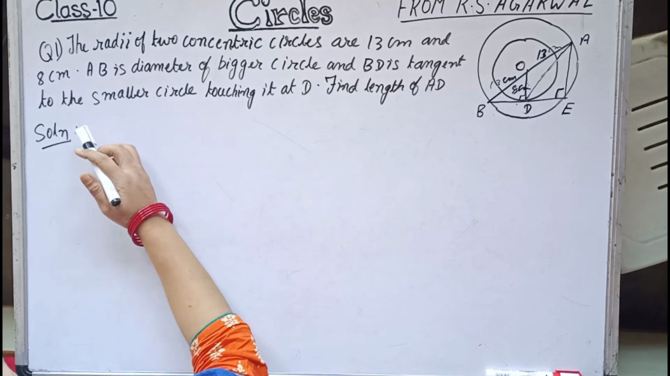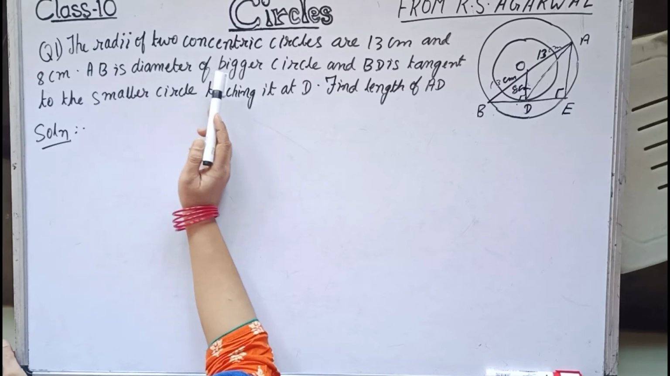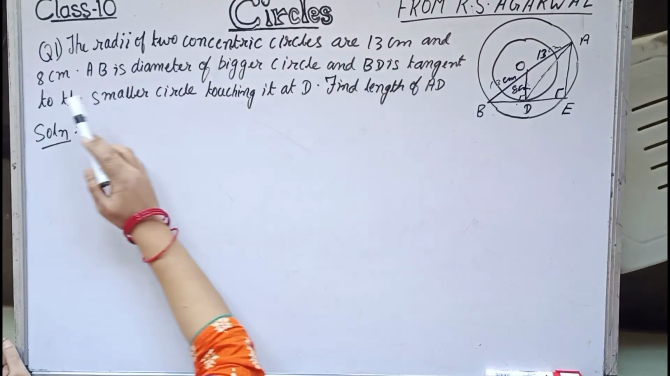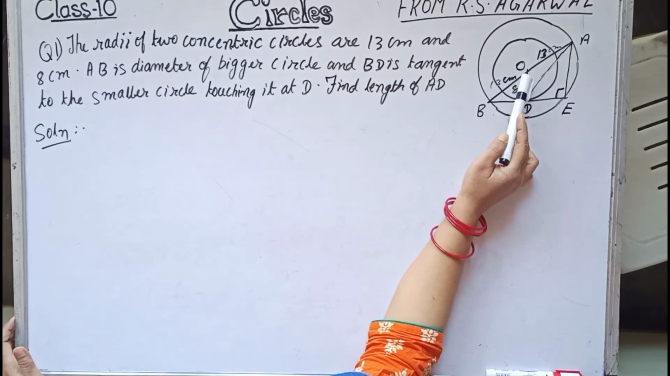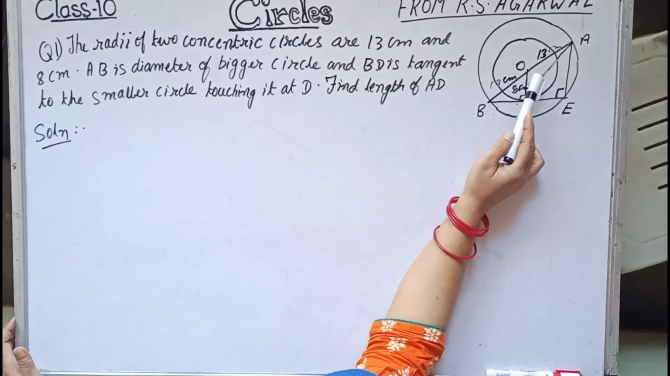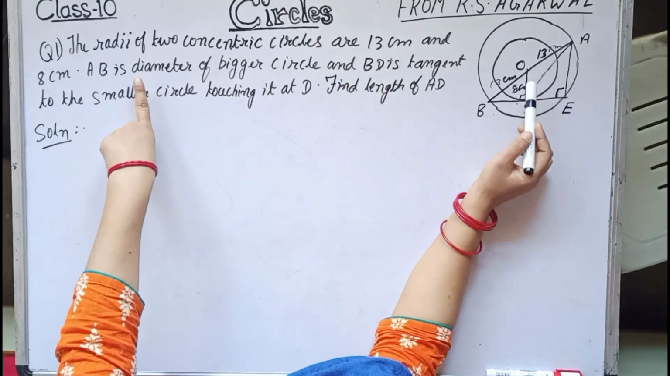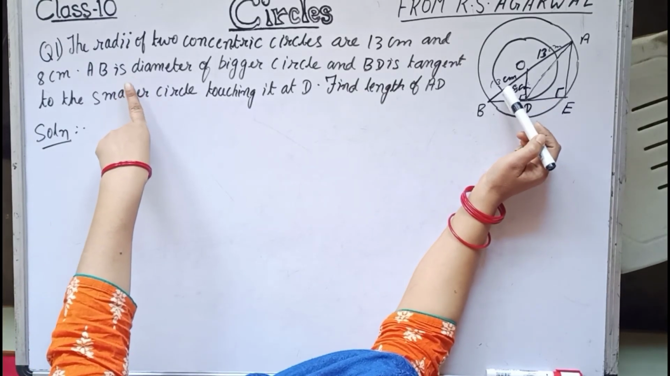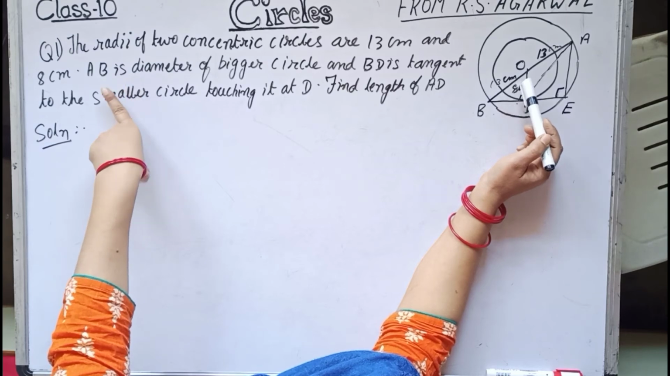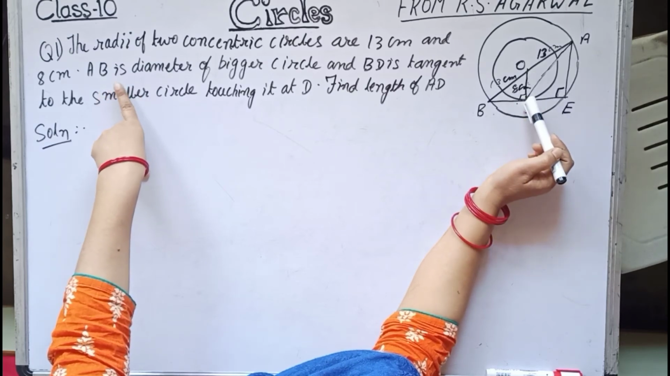Question number 1 which I have written over here is, the radii of the two concentric circles are 13 centimeter and 8 centimeter. So two circles are there with the same center. Over here it is O. So the radius of the bigger circle is 13 centimeter, so we can take OA equals to OB equals to 13 centimeter. The radius of the smaller circle is 8 centimeter, so OD is 8 centimeter.